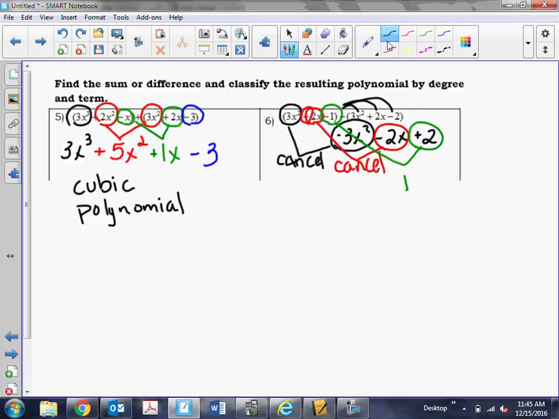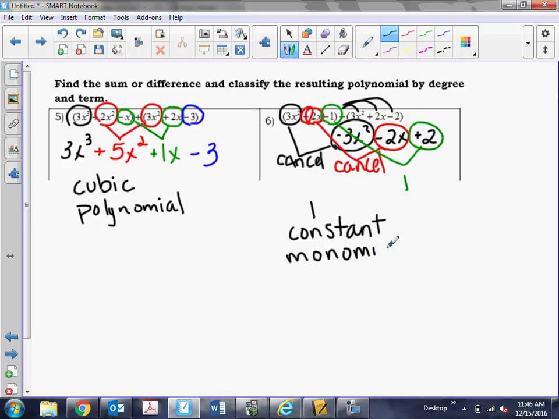Well, if we look at this answer of just plain old 1, there's no letters with it. That means that this one right here is called a constant. A constant is just a number. Now, since there's just one number here, it is going to be considered a constant monomial.